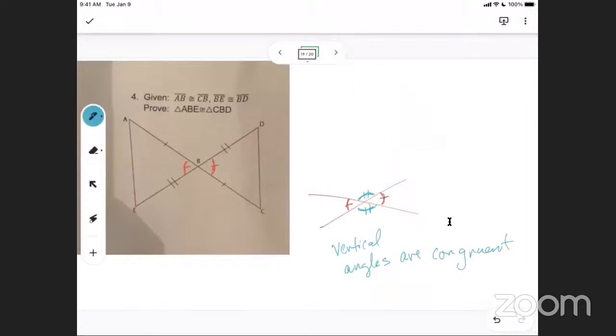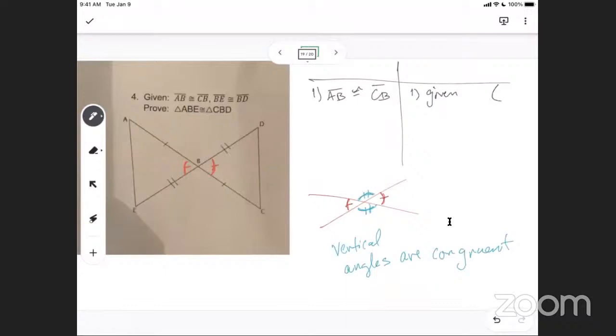Let's see if we can fit this up above here. So what's the first thing I'm going to say? AB is congruent to CB. AB is congruent to CB. And what's the reason for that? Given. Good. And is that a side or an angle?